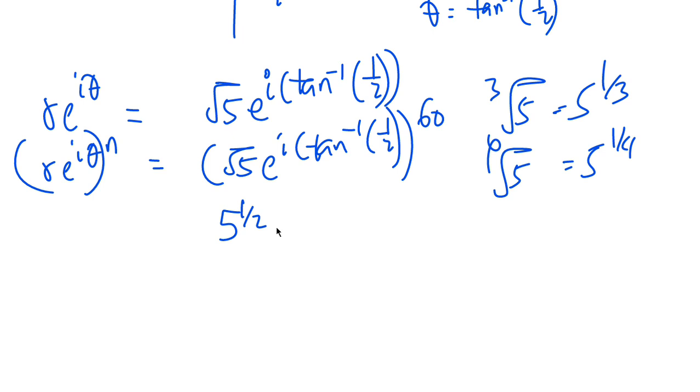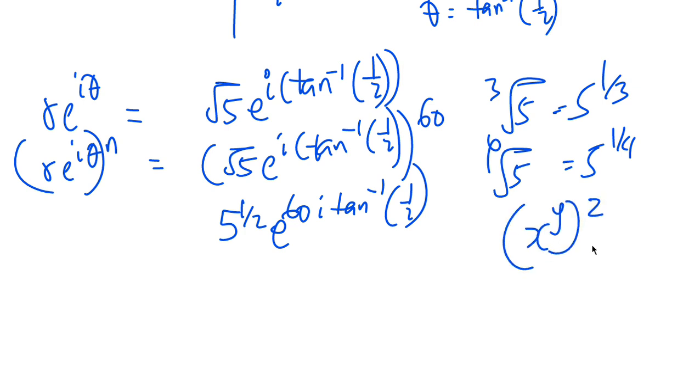So 5 raised to the power half, e, then 60 times this i. You will now have 60i tan inverse of what? Half. Remember this law that says if you have x raised to the power y and then you have z, it will be equal to what? x raised to the power what? yz. So that's why I multiplied the 60 by the i.